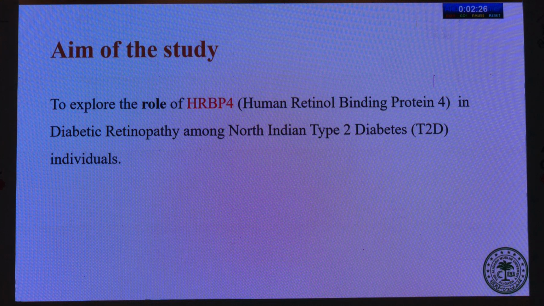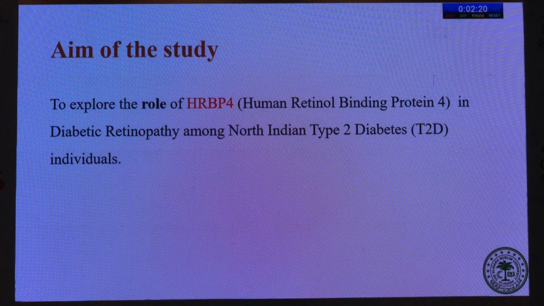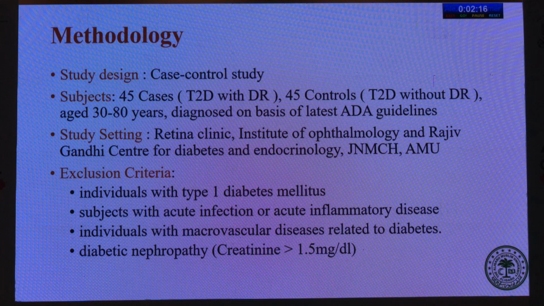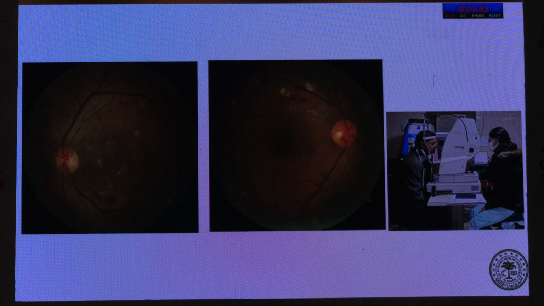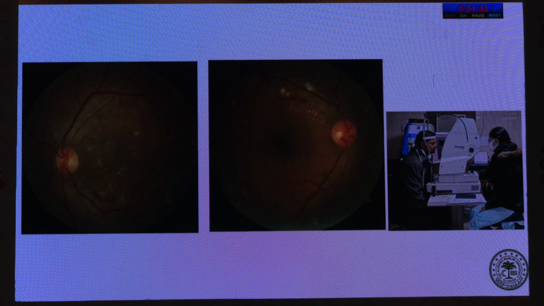So with this background, the aim of our study was to explore the role of HRBP4 in diabetic retinopathy among North Indian type 2 diabetic individuals. It was a case-control cross-sectional study. The cases were 45 type 2 diabetics with retinopathy, and 45 controls were type 2 diabetics without retinopathy, and it was done at JNMC AMU. Individuals with type 1 diabetes, subjects with acute infection or inflammation, and individuals with macrovascular diseases were excluded from the study. After taking the fundus photographs of the patients, the retinopathy was graded according to the latest ETDRS guidelines, and the fundus photographs were taken using the VisuCam camera by Zeiss.